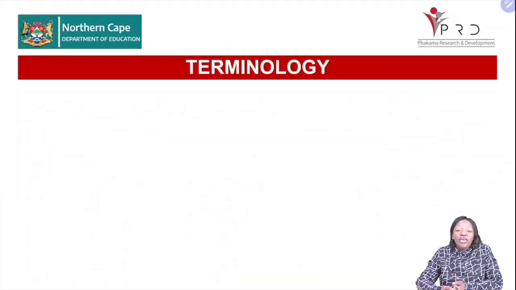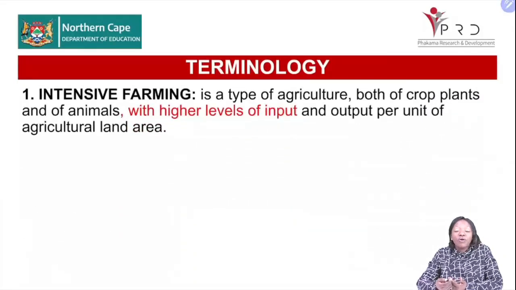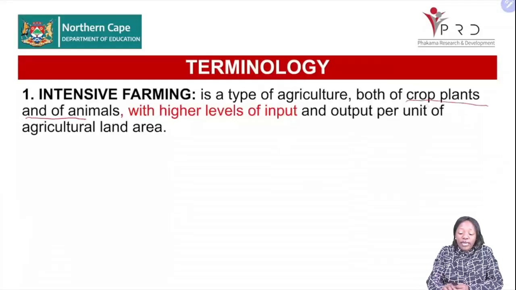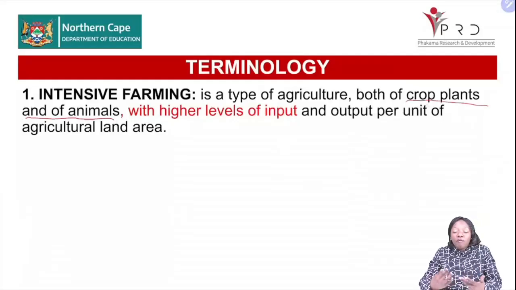Then we're looking at our terminology for today. These are the terms that we'll come across in our lesson. Number 1, we're looking at intensive farming. What is intensive farming? We are saying it is the type of agriculture, of both crop planting as well as animals. So this is the type of farming that involves the 2, crop planting as well as animals, with a higher level of input.